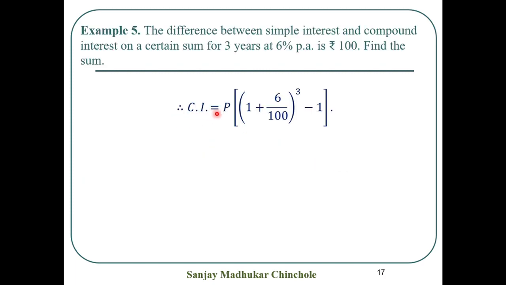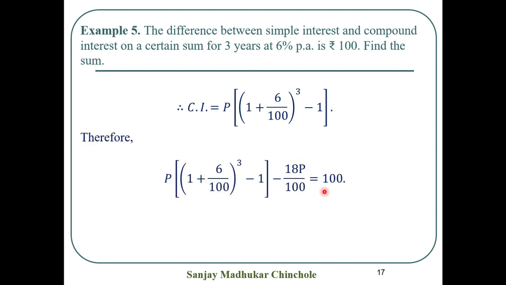You can replace the values and you will get CI is equal to P into bracket 1 plus 6 upon 100 bracket raised to number of years 3 minus 1. So by replacing the values, the difference between compound interest and simple interest is equal to 100. The compound interest is P into bracket 1 plus 6 upon 100 bracket raised to 3 minus 1, minus simple interest, which was 18P upon 100. Using the calculator we can find the value of the square bracket as 0.191016, and this 18 upon 100 is 0.18, so it will be P into 0.191016 minus 0.18P is equal to 100.